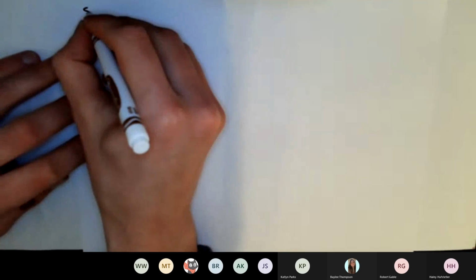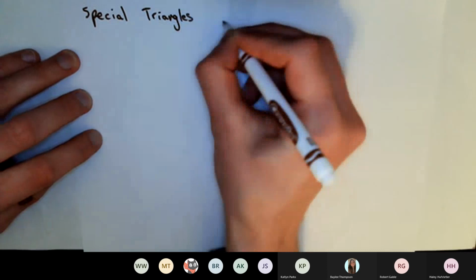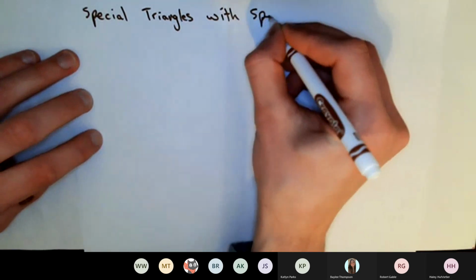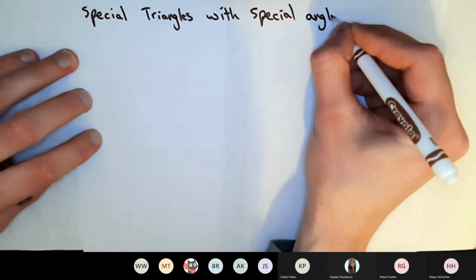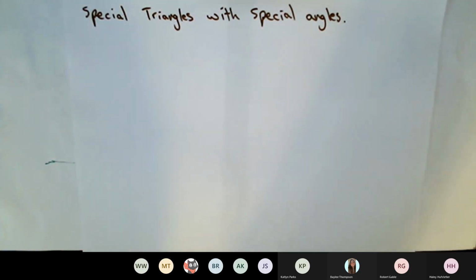All right. Now I'm going to do one more thing, the last thing: special triangles with special angles. I've already noted some of the special angles we're going to be dealing with. Why are they special angles? Well, they come from special triangles, and they also output nice clean answers from our trig functions.